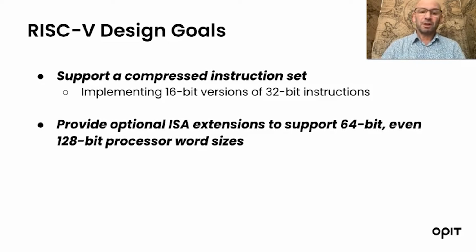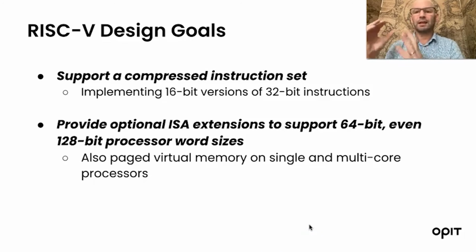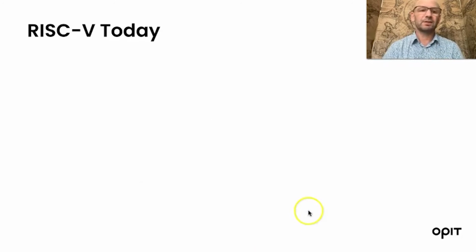Also to provide optional ISA extensions to support 64-bit, so going the other direction, also 128-bit processor word sizes. So again, that ability to scale from very small devices up to very large and processor-intensive devices and architectures using these extensions. Also paged virtual memory on single and multi-core processors, again, scaling up very well with the extensions.